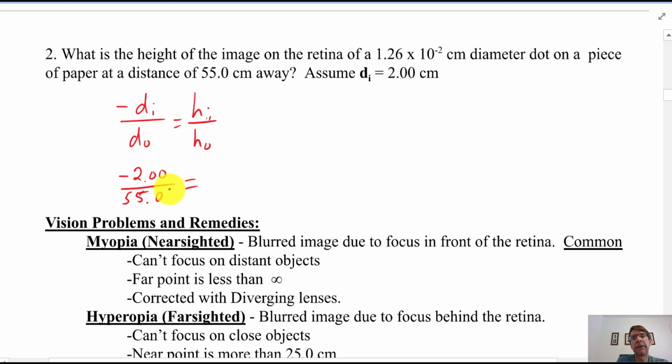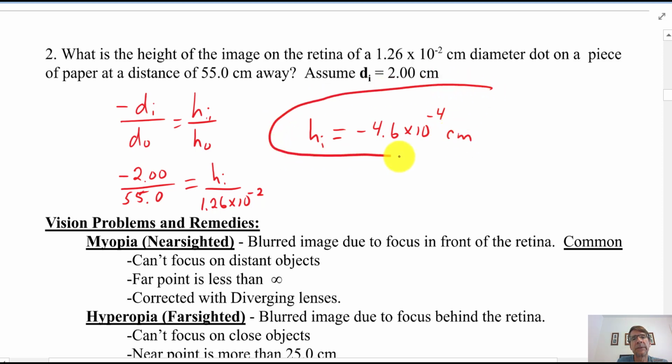And it says height of the image. That's what we're looking for, h sub I. The object has a diameter of 1.26 times 10 to the negative second centimeters. Those are all centimeters, so the centimeters cancel out, and the answer will come out in centimeters. Bottom line, I would cross multiply the 1.26 times the 2 and then divide by 55. You can go to your calculator pretty easily with this. The height of the image is going to be negative 4.6 times 10 to the negative 4th centimeters, because we were in centimeters.